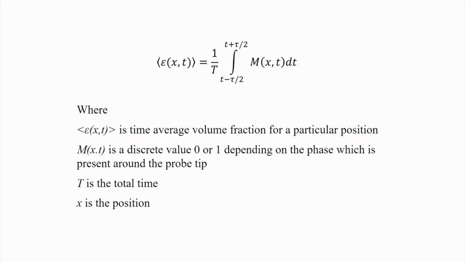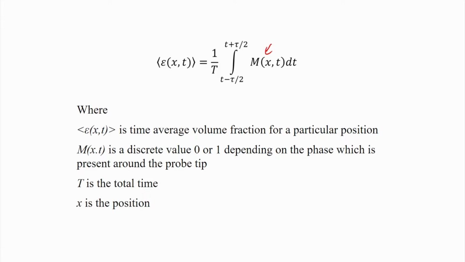Okay. So, we will discuss how to do the calibration, but before that, how you actually measure the time averaged volume fraction, because you are measuring with time. So, what we do, this is the quantity m, which is the discrete value, and it just identifies the phase. So, in the measuring volume, we are identifying which phase is present.